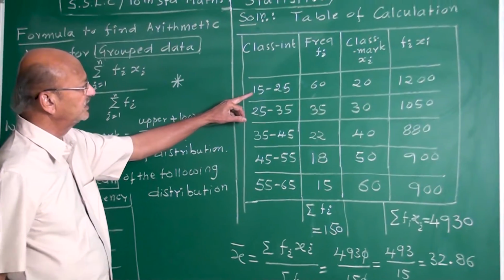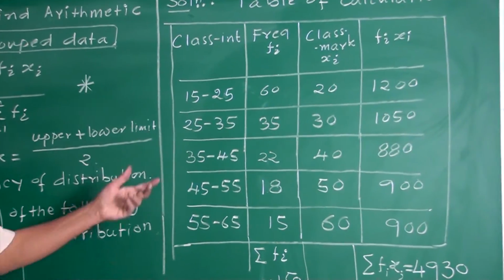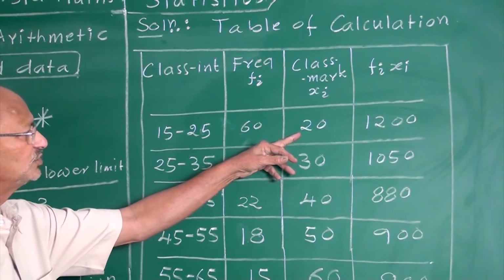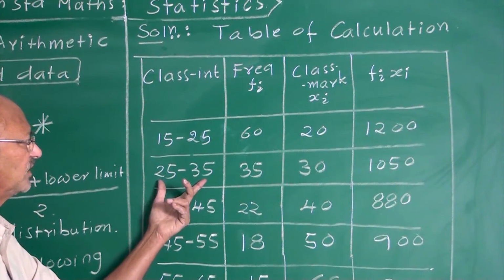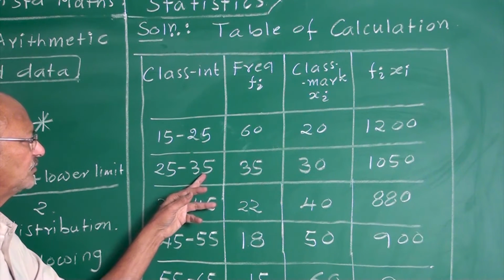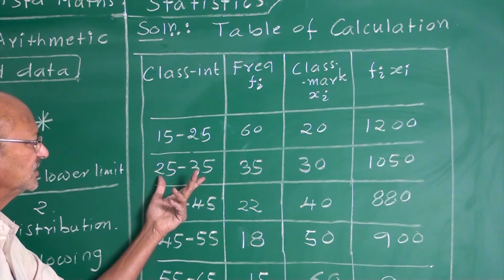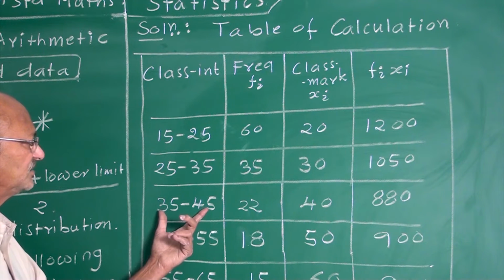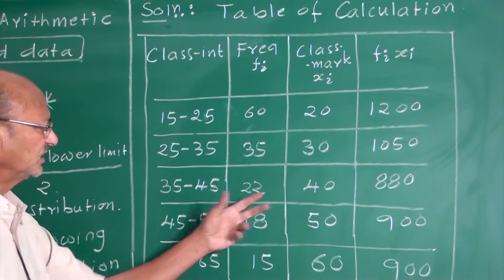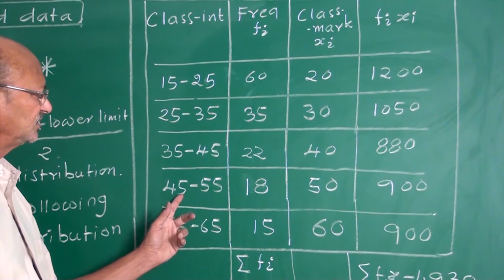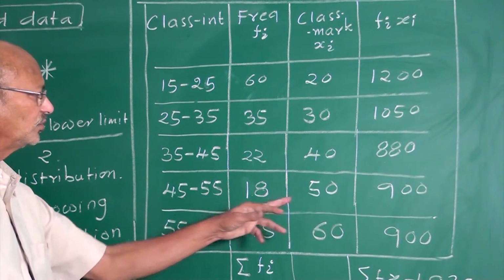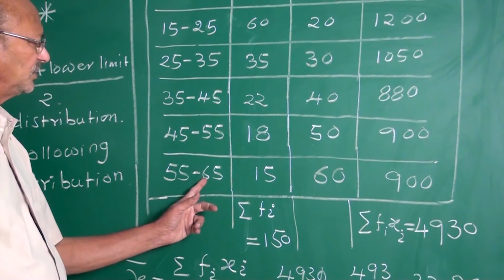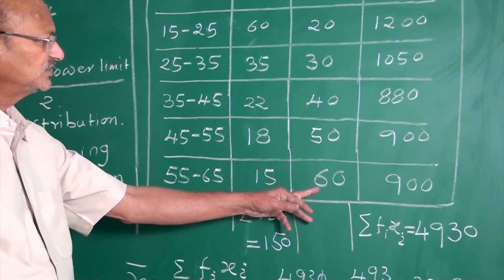What is the lower limit here? 15. What is 15 plus 25? 20 plus 20, 40. 40 divided by 2 is 20. For this, my friends, 25 plus 35, 60. 60 upon 2 is 30. What is this? This is 80 upon 2, 40. What is this? This is 50 plus 50, 100 upon 2 is 50. What is this? It is 120. Why? 60 plus 60 is 120, upon 2 is 60.